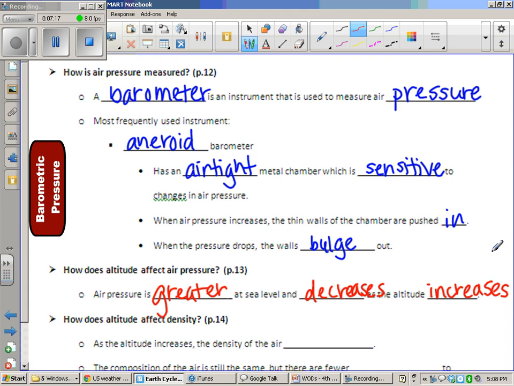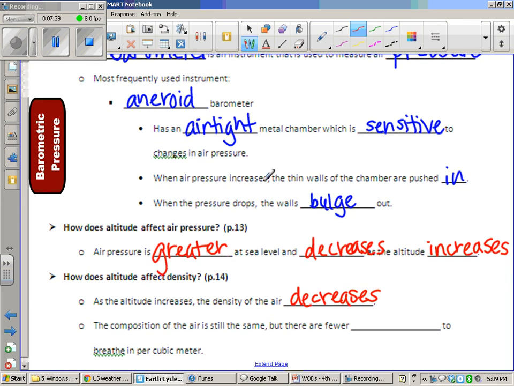And then talking about the other property of air, density. How does altitude affect density? Well, as the altitude increases, the density of the air will decrease as well. The composition of the air is still the same, it's still made up of 78% nitrogen, 21% oxygen, and 1% of the other gases, but there are fewer oxygen molecules to breathe per cubic meter.